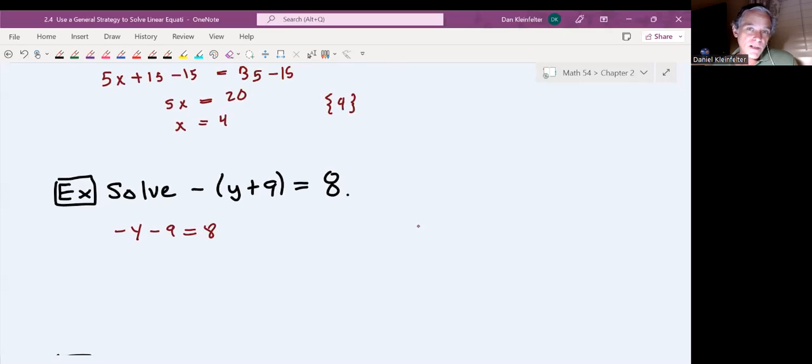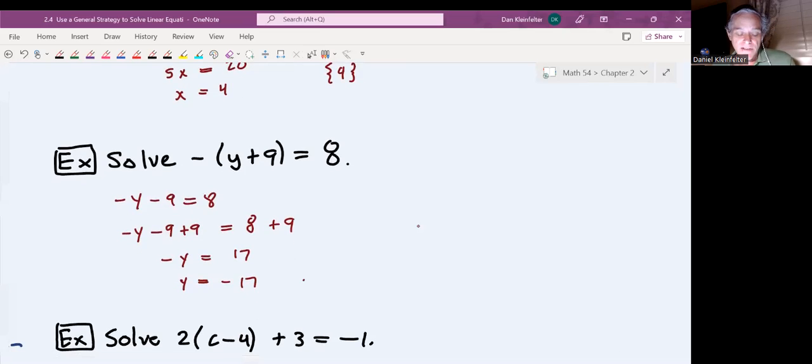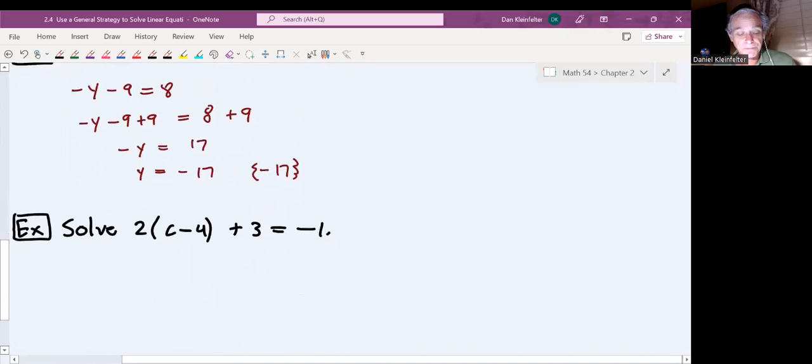So here the variable is already on the left side. We want this negative 9 that is here; we need to get rid of that. To get rid of that, we're going to add 9 on both sides. This will leave us with minus y on the left side and then 17 on the right. Now the coefficient of the y is a negative 1, so we could either multiply or divide by negative 1 to make it so that the y is alone on the left, and we've just got negative 17. So our solution here is negative 17. Again, I'll leave the check to you.